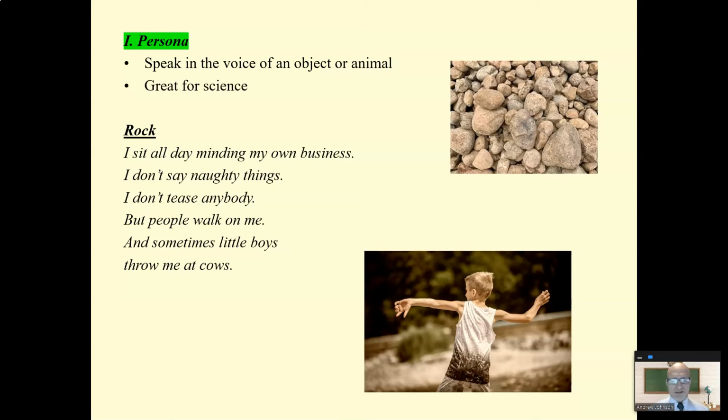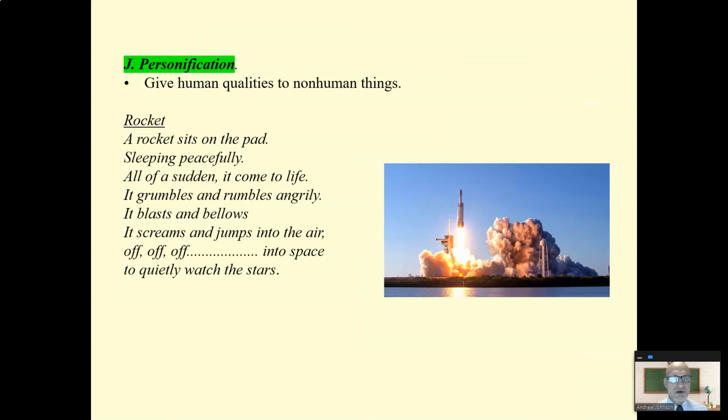I don't say naughty things. I don't tease anybody. But people walk on me. And sometimes little boys throw me at cows. And again, this is the intersection of art and science and everything that is. And this is why teaching, well, you could do this in grades K through graduate school, actually, to bring art into all subjects. Personification is giving human qualities to non-human things.